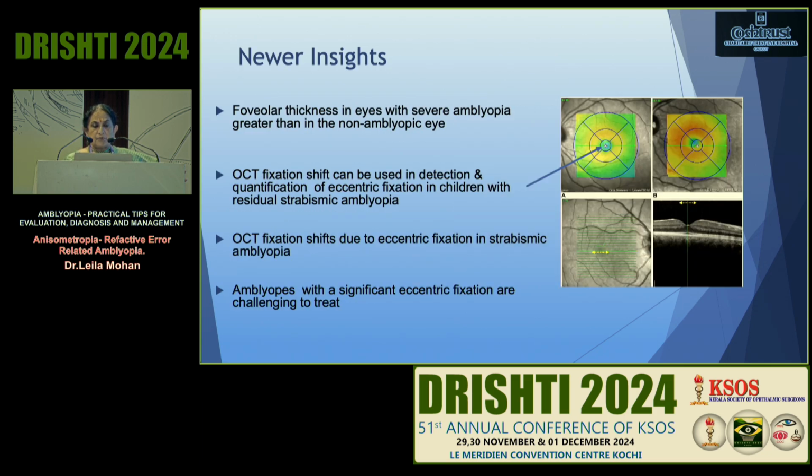They may improve. So some newer insights: foveolar thickness has been seen to be more in amblyopic eyes, and OCT fixation shift can be used in detection and quantification of eccentric fixation in children with residual strabismic amblyopia. You can see this is the foveal fixation. Here it is a little shifted away from the fovea. This shift due to eccentric fixation can be assessed and followed up, whether the child is improving or he has the potential for fusion at all. And amblyopes with significant eccentric fixation are challenging to treat.